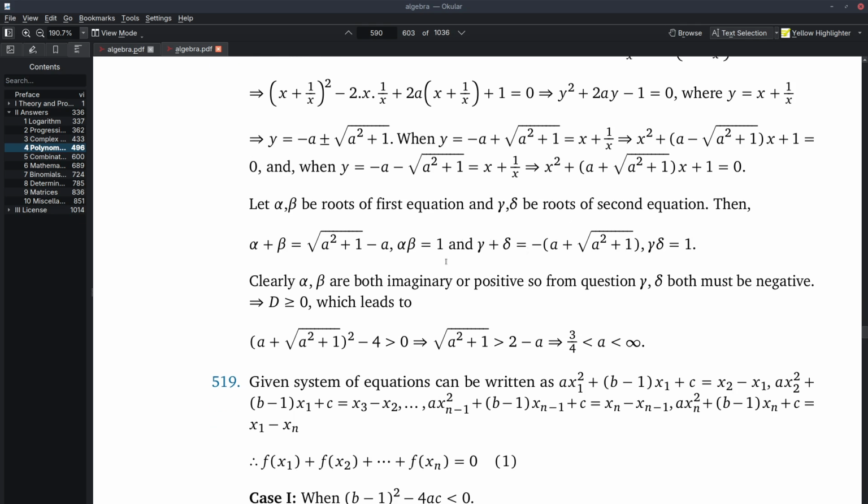So clearly, upon observation, you see that alpha plus beta will always be positive and gamma plus delta will always be negative. So gamma delta will be negative, which means the discriminant of this particular equation, the second equation, should be greater than 0. So we compute the discriminant and we find a is greater than 3 by 4 and less than infinity.